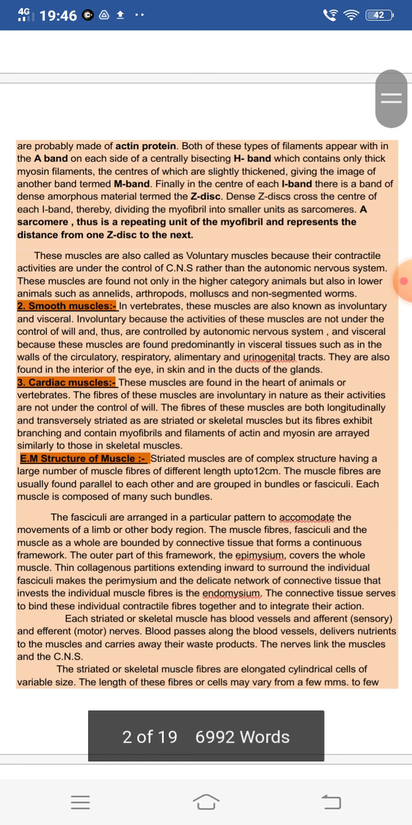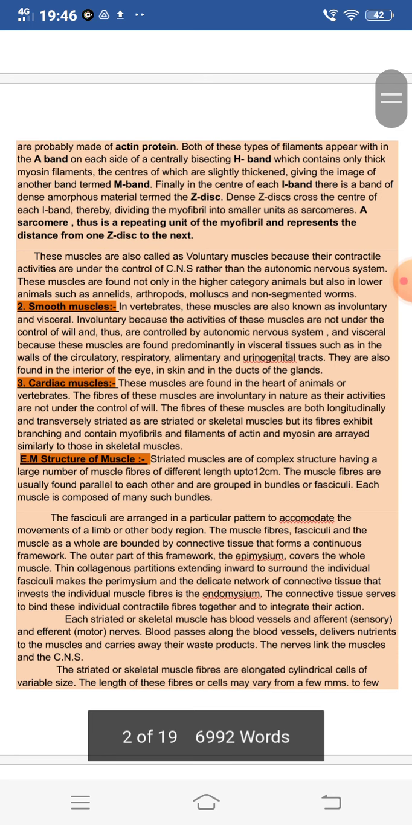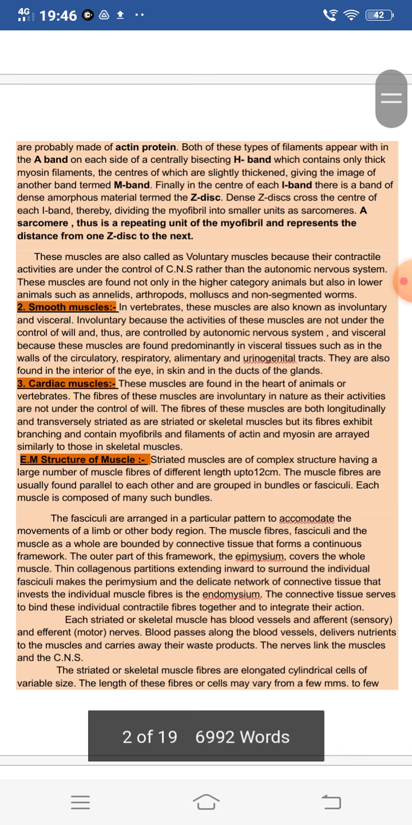These muscles are also called voluntary muscles because their contractile activities are under the control of the central nervous system rather than the autonomic nervous system. So these striated or skeletal muscles are also called voluntary muscles. These muscles are found not only in the higher animals but also in lower animals such as annelids, arthropods, mollusks, and non-segmented worms.